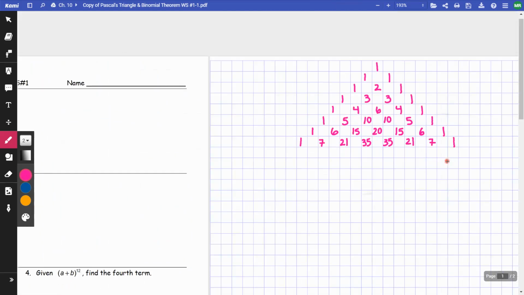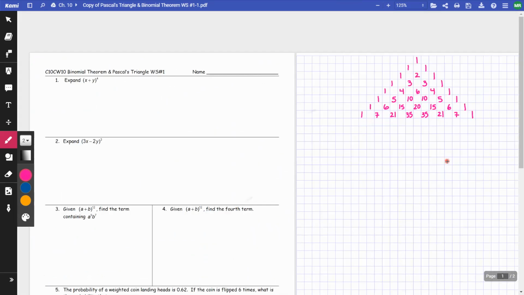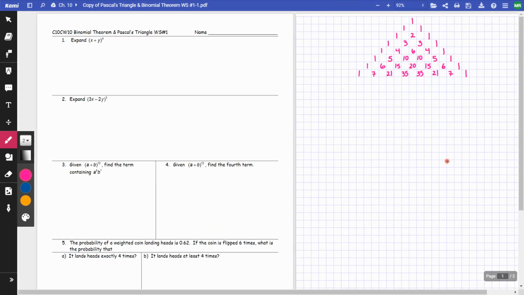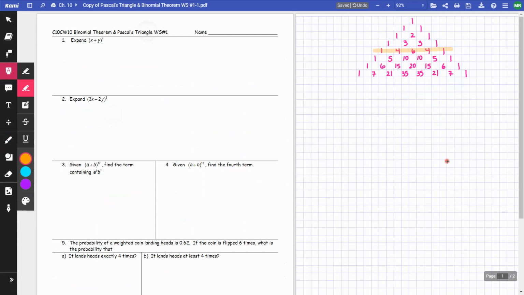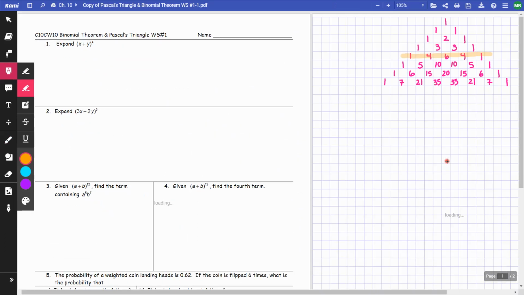Okay. So for this one, I am going to be doing the row 1, 4, 6, 4. Okay, so let me just jot that down for myself. 1, 4, 6, 4, 1.